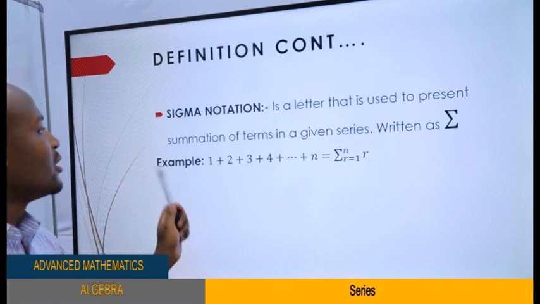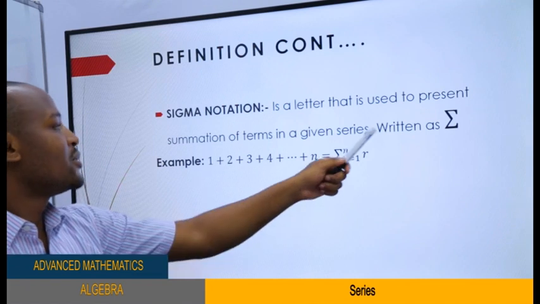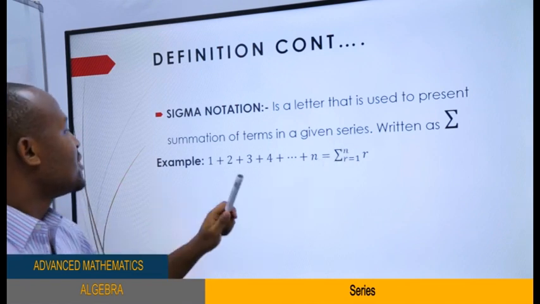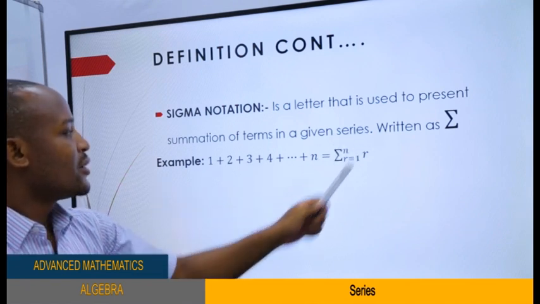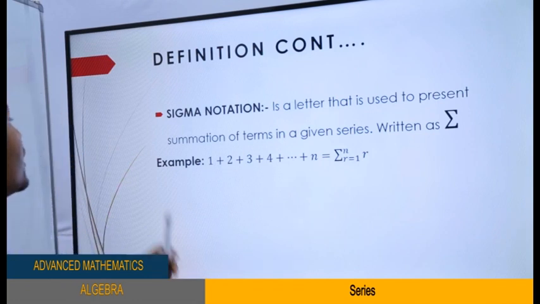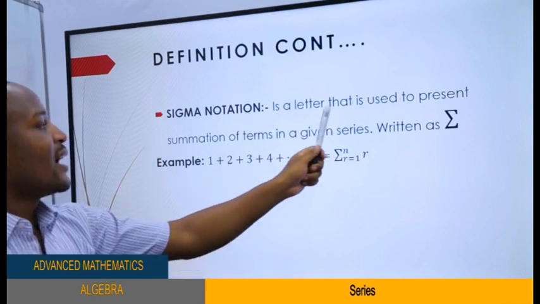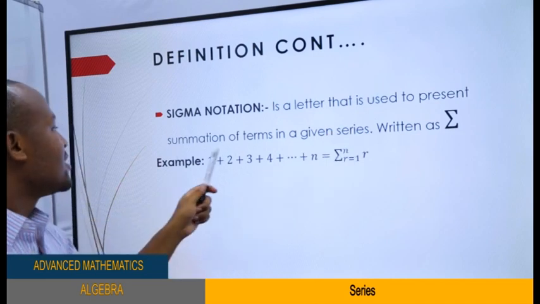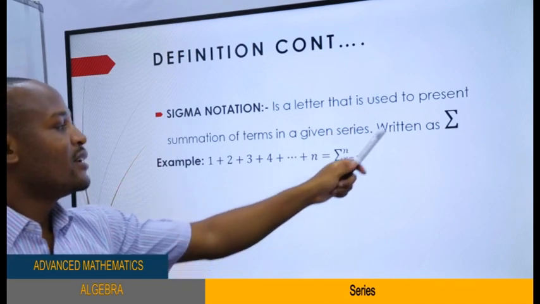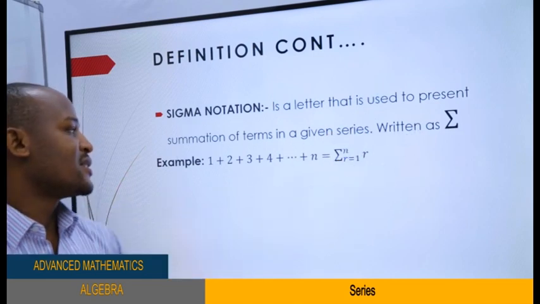Okay, now let's go on with our definitions and discuss what sigma notation is. A sigma notation is a symbol that is used to represent the summation of terms in a given series, and it is written as it is seen there.